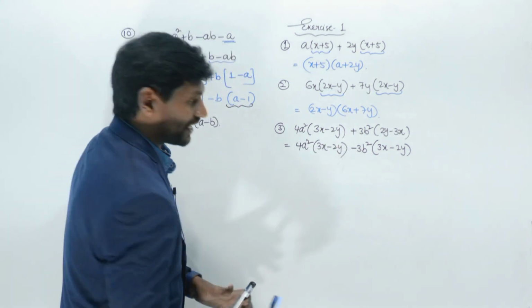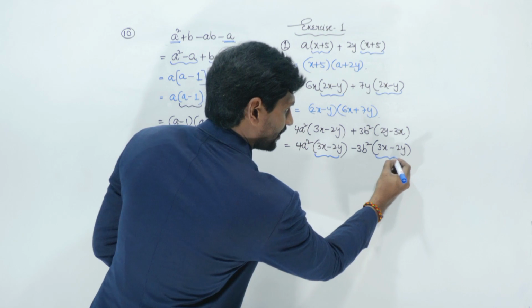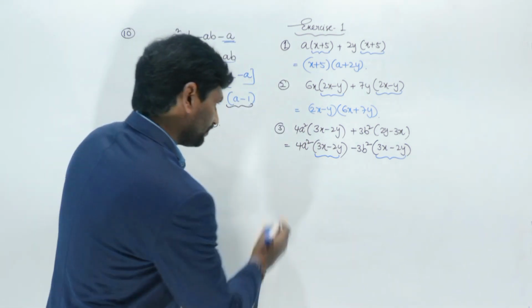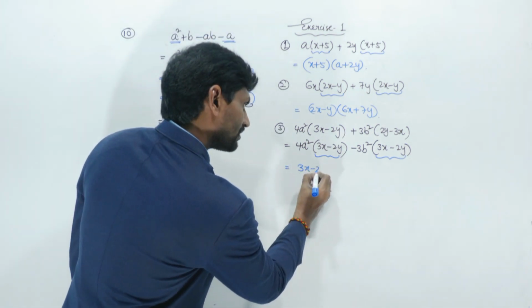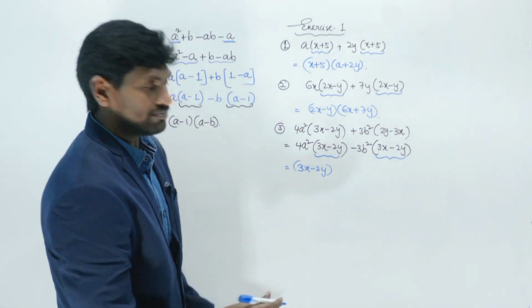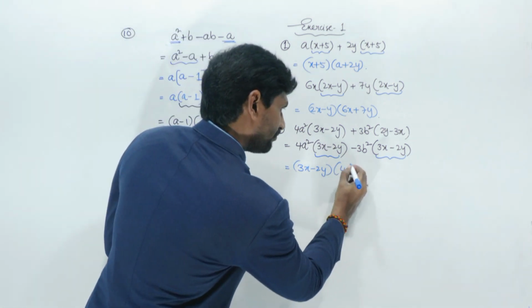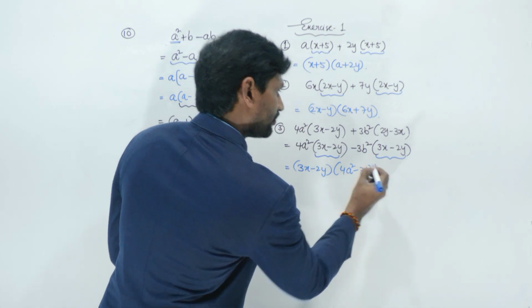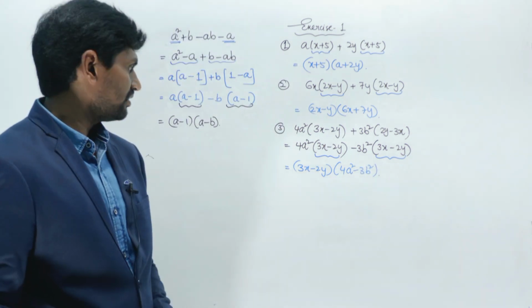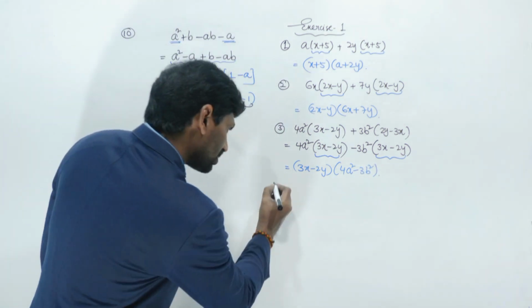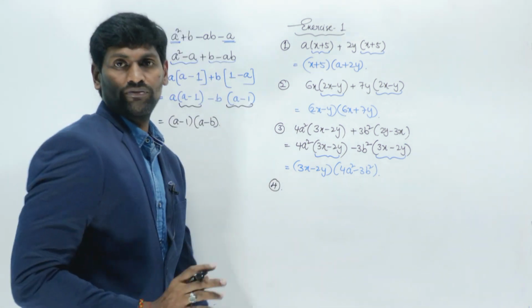Now identify the bracket terms. 3x minus 2y is a common factor between them. So if you take 3x minus 2y as a common term, then what is remaining? 4a square minus 3b square. Completed. Okay. Now let us go to problem number 4.